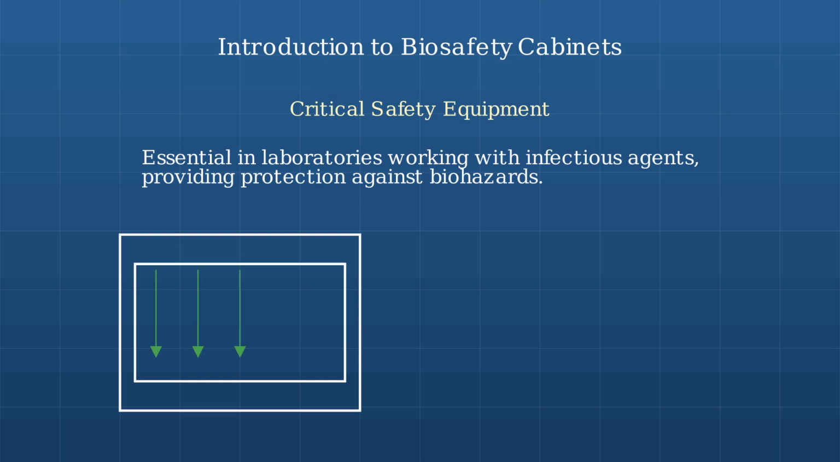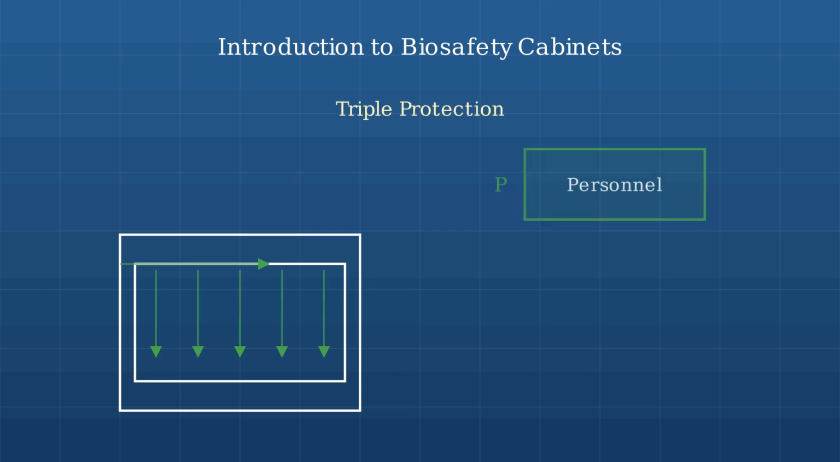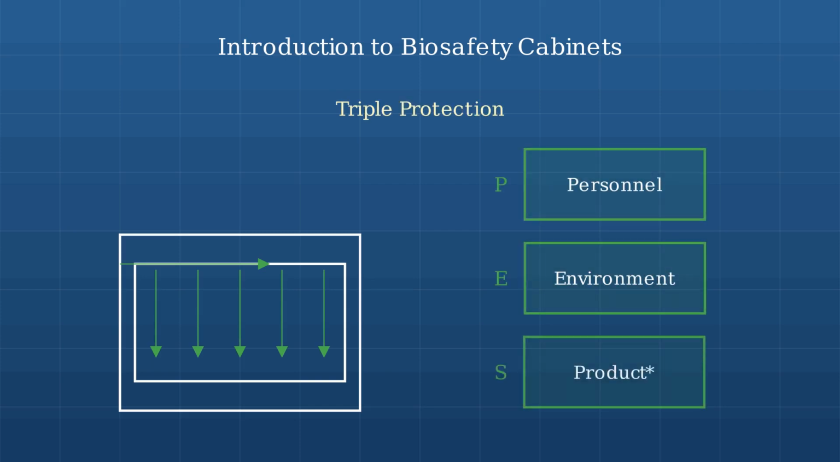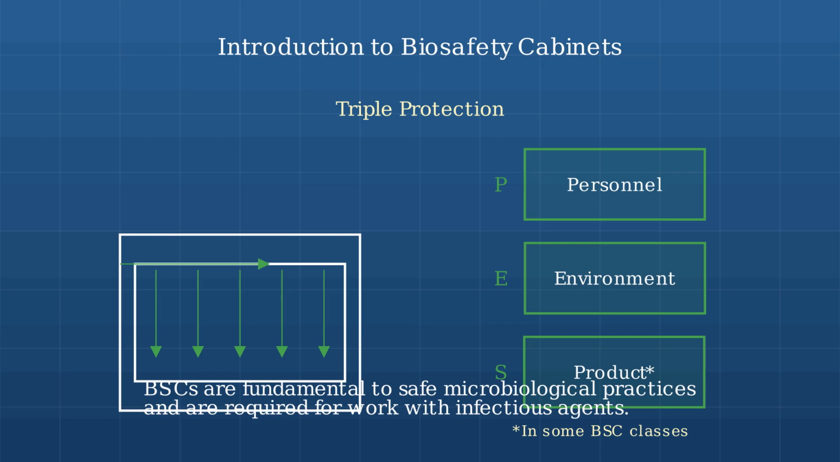The design creates controlled airflow patterns that protect users by drawing air inward and away from the operator. Biosafety cabinets provide three types of protection. They protect personnel from exposure to hazardous materials, prevent environmental contamination, and in some cabinet classes, protect the product being handled from contamination. Biosafety cabinets are fundamental to safe microbiological practices and are required for work with infectious agents in research and diagnostic laboratories worldwide.